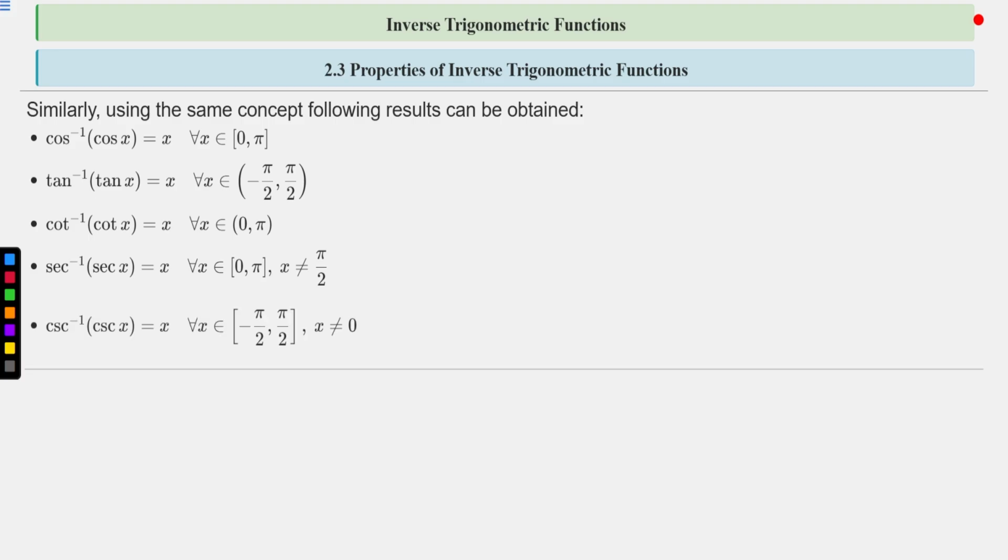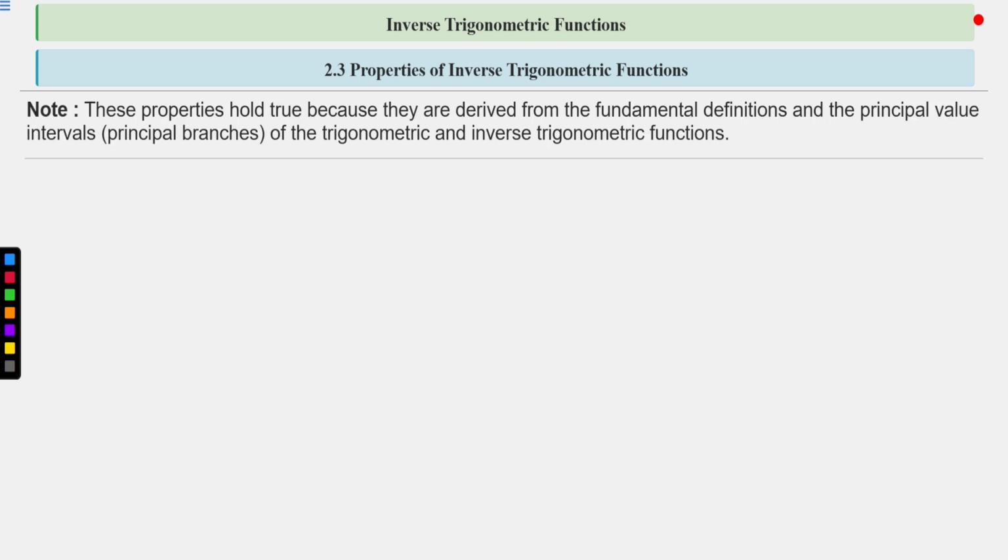Cosec inverse cosec x is equal to x for all x belongs to minus pi by 2 to pi by 2, and x is not equal to 0. You can note that these properties hold true because they are derived from the fundamental definitions and the principal value interval, that is, the principal branches of the trigonometric and the inverse trigonometric functions. Got it?